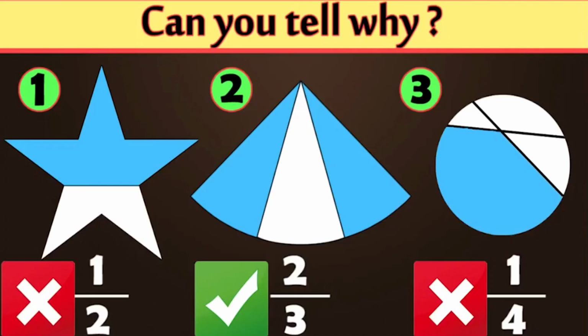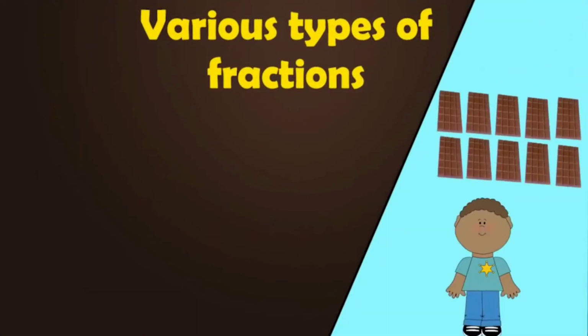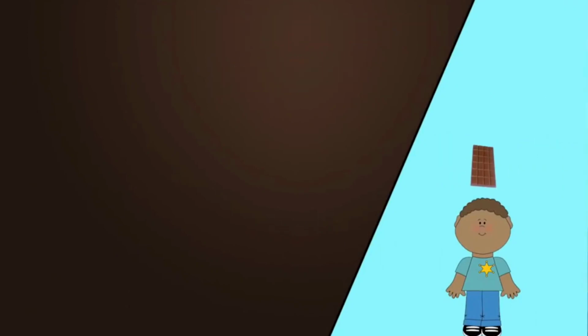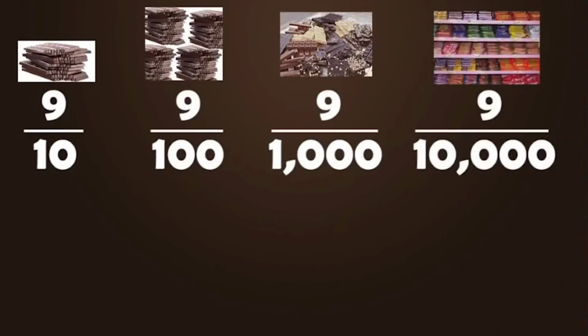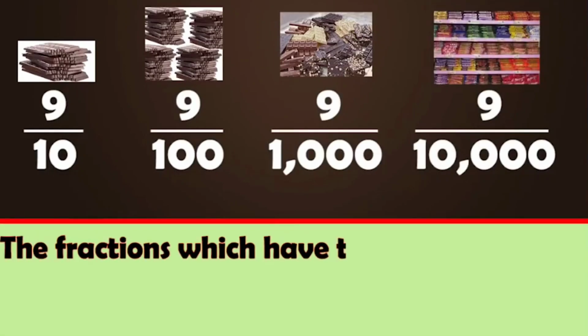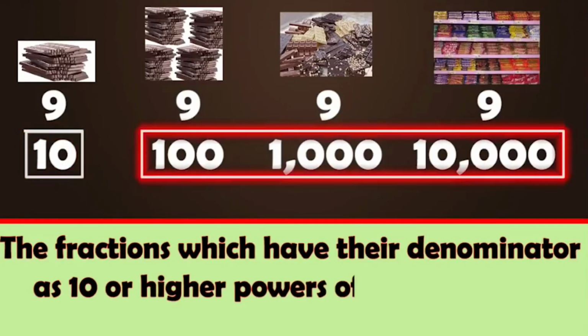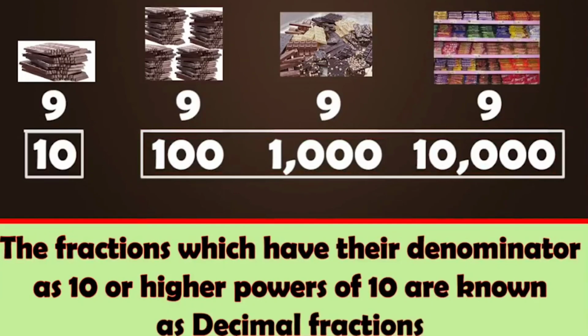Let's take a step further, learning the various types of fractions. As you guys were late, Ben ate 9 out of the 10 chocolates. Imagine if Ben had 100 or 1000 or 10,000 chocolates. So here, the fractions which have their denominator as 10 or higher powers of 10 are known as decimal fractions.